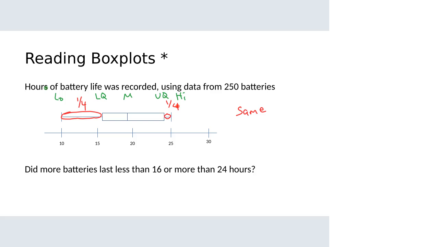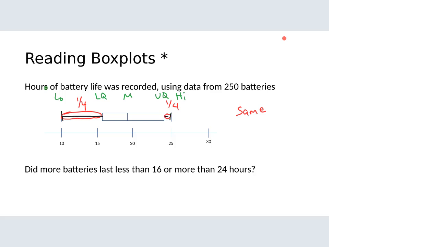It's very counterintuitive. It's very hard to want to accept the idea that, wait a minute, you're telling me that this big giant chunk back here has the same data points as this little tiny piece right there? Yes, because that's what quartiles do. Quartiles cut the data set into 4 equal parts.